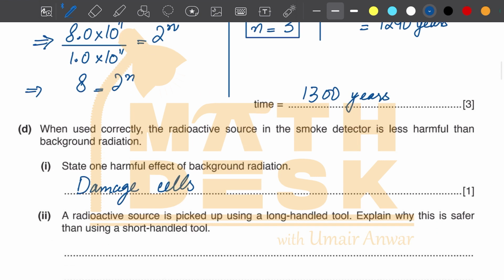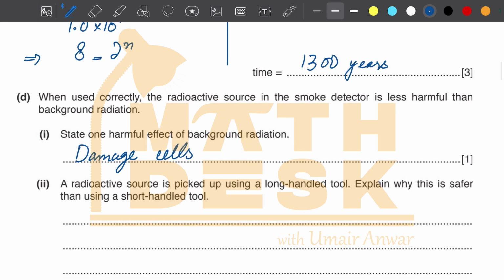The second part says a radioactive source is picked up using a long handled tool. So this is one safety precaution that is always taken, that a radioactive source is picked up using a long handled tool. Explain why this is safer than using a short handled tool.